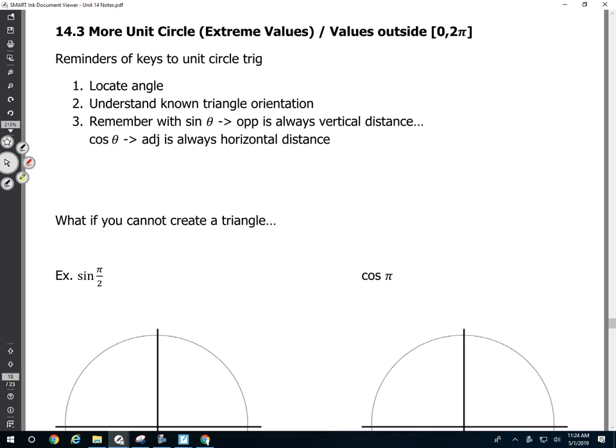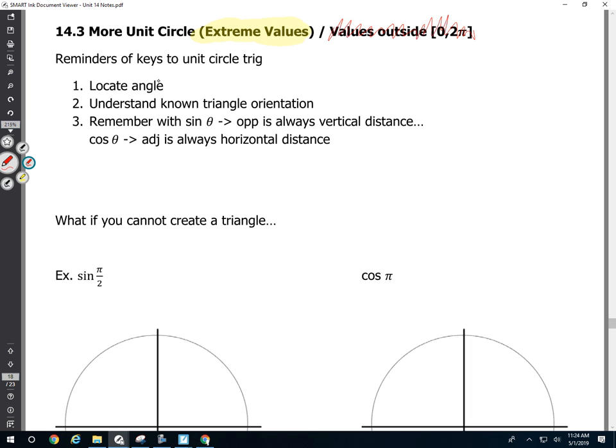What we're going to do today is just look at extreme values and trig functions of what we will call extreme values. We're not going to look at values outside of 0 and 2 pi, just because I don't think we have enough time, and we haven't made the test yet, so whatever, we'll just leave it off. Okay? 3 things that we talked about that are important for trig functions at angles.